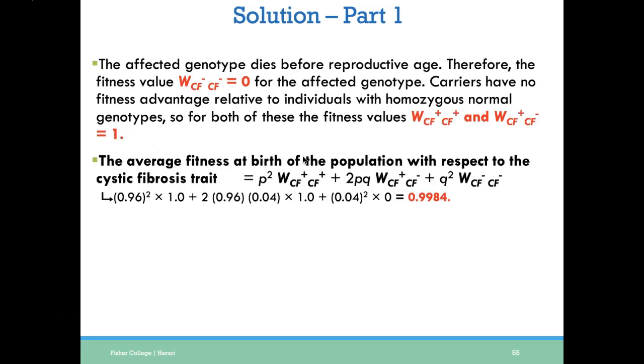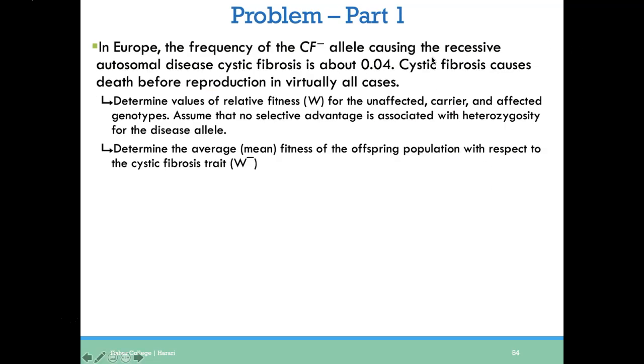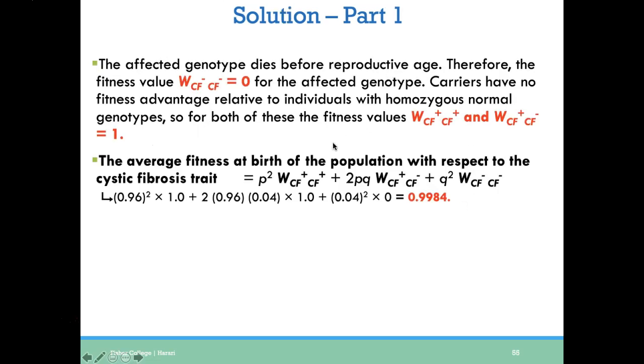So we have to use our equation, and this is the solution to the first part. The average fitness at birth of the population with respect to cystic fibrosis is equal to p squared times WAA plus 2pq times the fitness value of the carrier plus q squared times the fitness value of the homozygous recessive. Again, you would have to take into account the values that you were given. You were told that the allele causing cystic fibrosis is about 0.04. That's your q value. q equals 0.04, which means that p must be 0.96, because p plus q always equals 1.